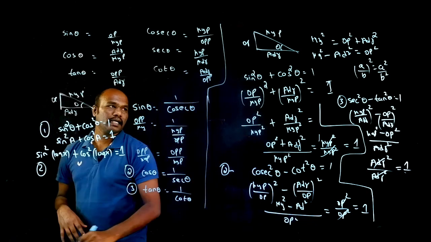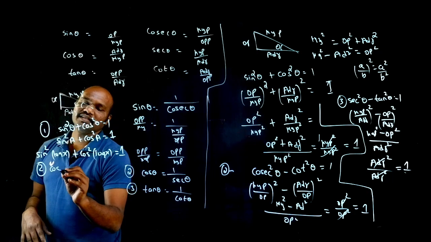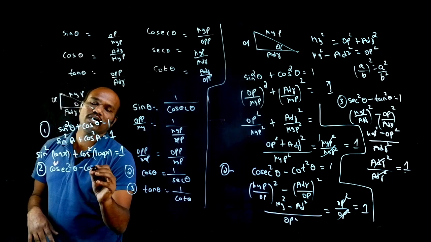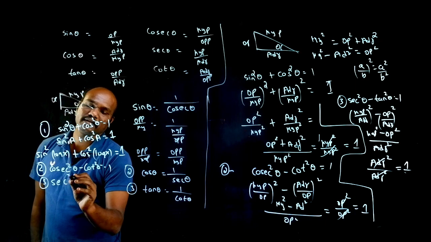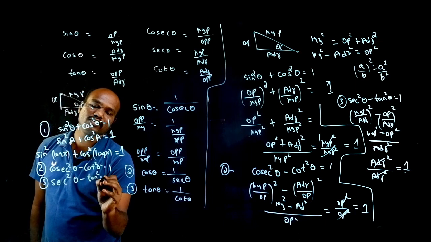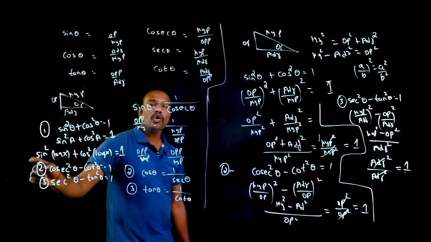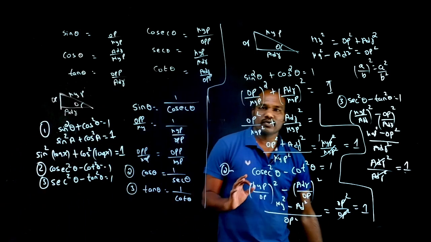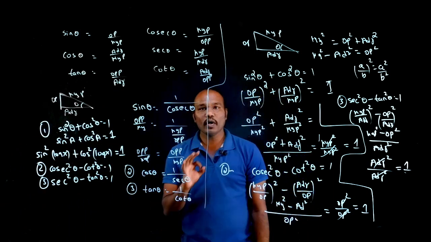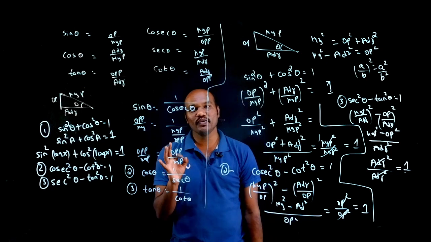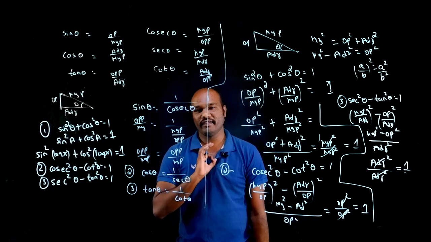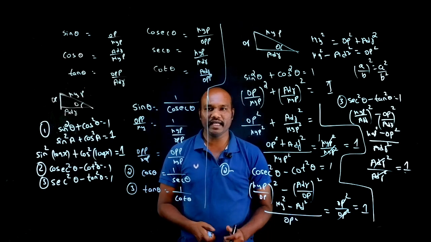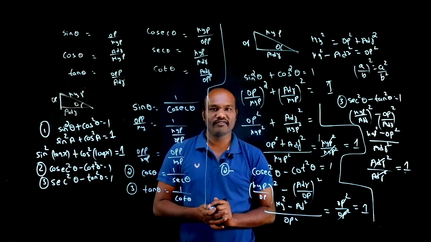Second one, what you learned? Cosecant square theta minus cot square theta is equal to 1. Third one, secant square theta minus tan square theta is equal to 1. These 3 are the most important formulas that you are going to learn. These are going to haunt you if you do not read these formulas many times. You should know these 3 very properly. Is that okay? So these 3 are important formulas.